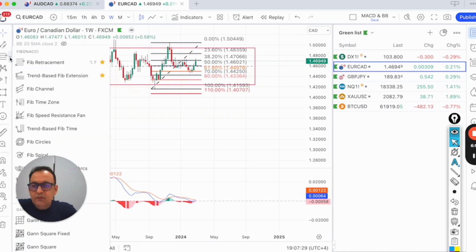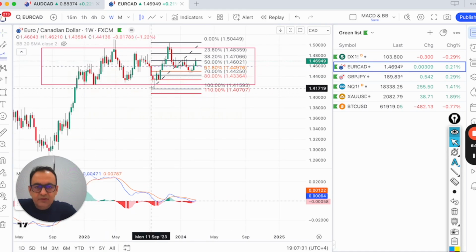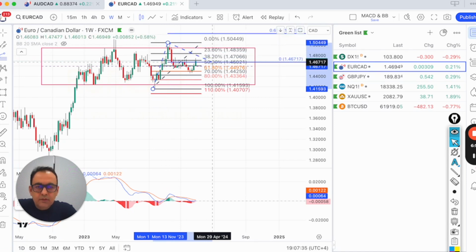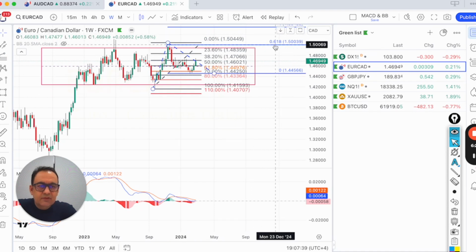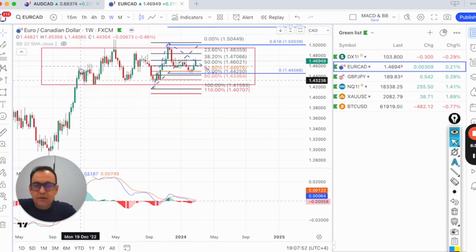Now I can use Fib extension on the recent most bullish cycle, and it will give us the next level. So this is the first extension level formed at 61.8, and it is also a psychological number of 1.5. So this is the next target for EURCAD.